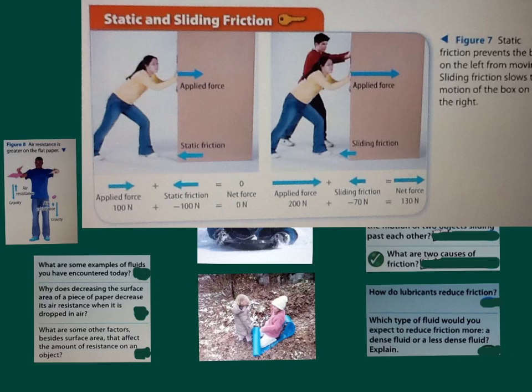So let's take a look at the numbers. The applied force is 200 newtons. The sliding friction is 70 newtons in the opposite direction. So the net force change is 130 newtons. So what you're doing is you're taking 200 minus 70 and giving you the answer of net force of 130 newtons.